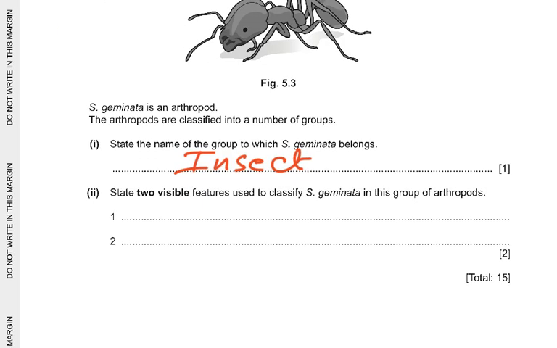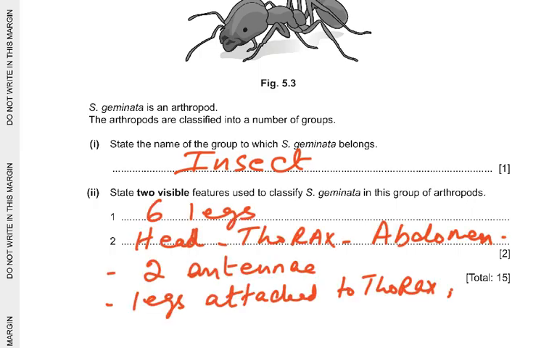And then they've asked you another question: state two visible features used to classify S. geminata in this group of arthropods. Well, it's basically three pairs of legs attached to the thorax, three sections to the body, head, thorax, and abdomen, and one pair of antennae. So the visible features which classify them are six legs, or three pairs of legs attached to the thorax, two antennae, and the body divided into head, thorax, and abdomen. And that was a 15-mark question, a very long question.